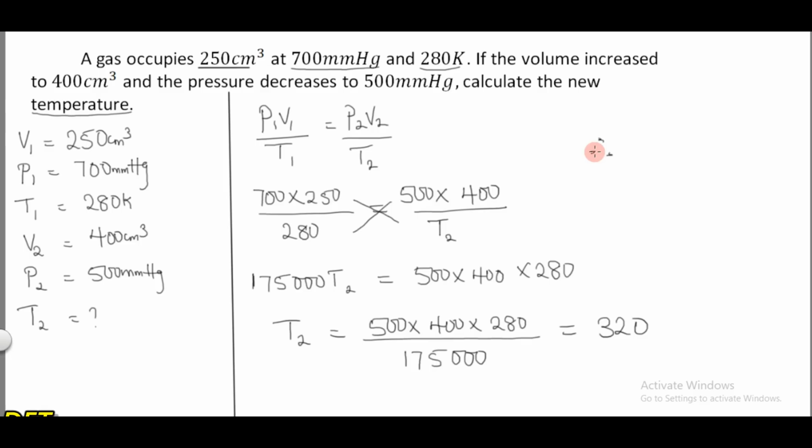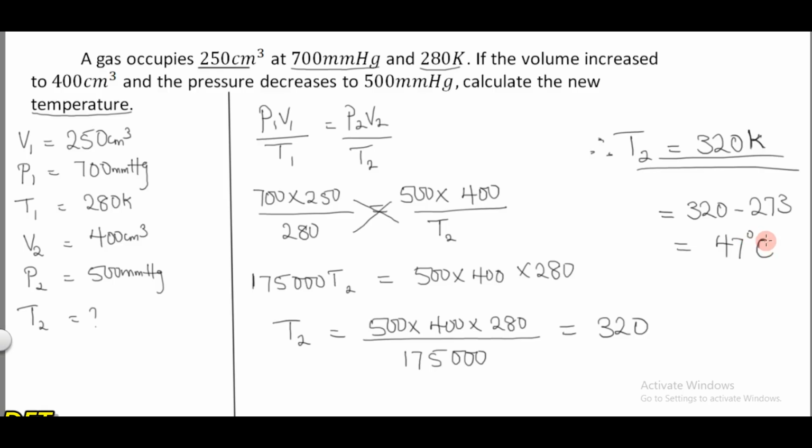So therefore, my T2, which is my new temperature, is equal to 320 Kelvin, right? This is my answer to this question. And if I would want to convert it to centigrade, I will minus 273. So this can also be equal to 320 minus 273, and that will be equal to 47 degrees Celsius, right? This could also be the answer.